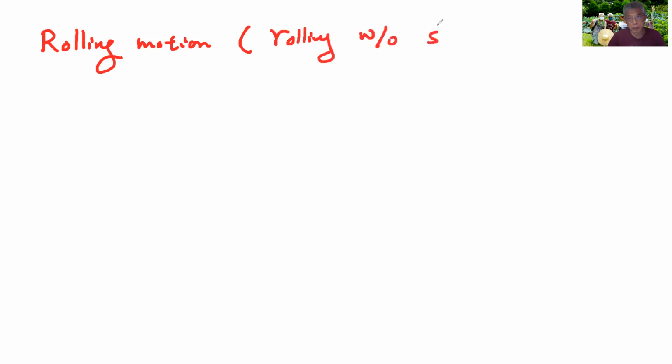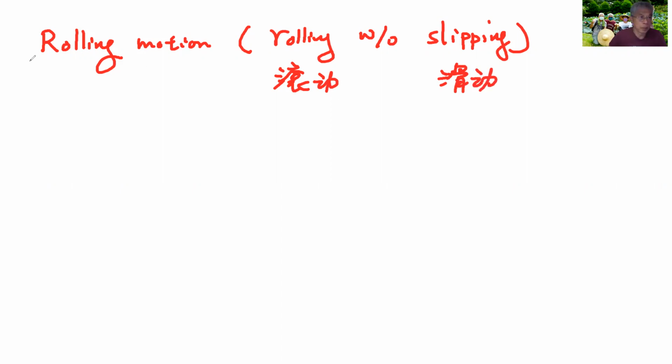Hello. We're going to talk about rolling motion. This is also called rolling without slipping. So in Chinese, this is 滚动. And this one here is 滑动. Okay, so that's our topics.